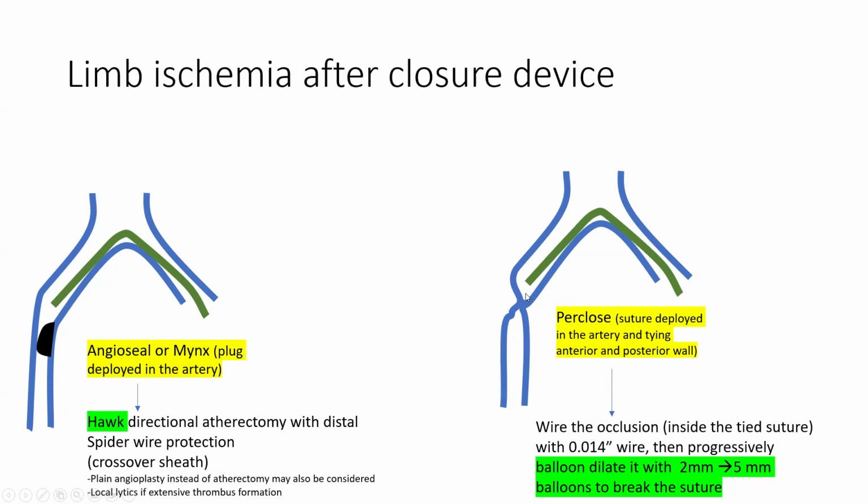That suture is tying this. You try to slip a coronary wire, a 14-inch, possibly a polymer coronary wire, through that tied knot, and then you progressively dilate the knot from 2 to 5 millimeters. Eventually, you try to break that knot, and that's how it's usually treated percutaneously. It's actually easier to treat than the plug devices, but it needs to be recognized quickly before you start having extensive thrombi.